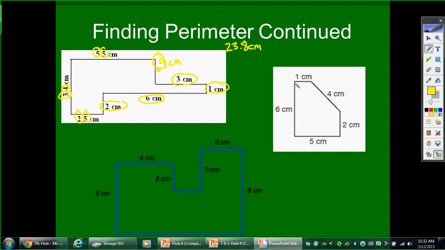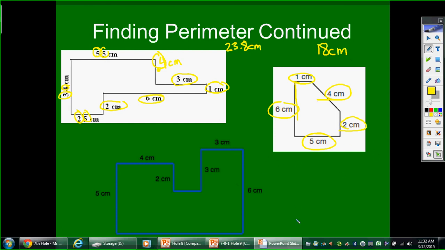Down here, 6, 5, 2, 4, 1, all sides are given. 6 plus 4 is 10, 15, 17, 18, 18 centimeters would be my perimeter.